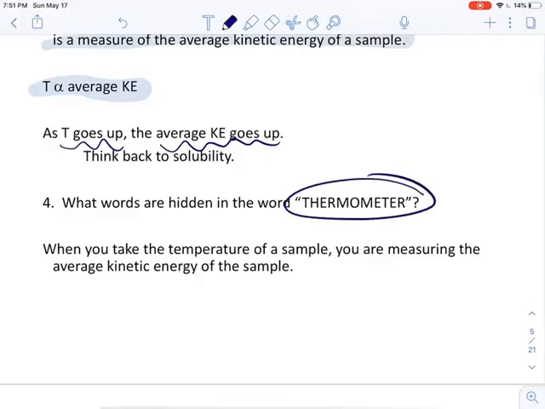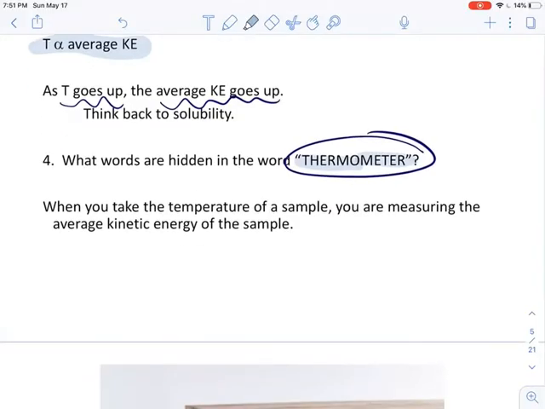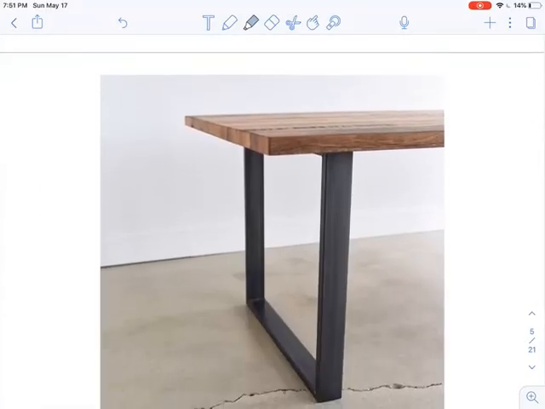If we look at the word thermometer, what words do we see in there? Well, thermo means heat or kinetic energy, and meter is our measurement of it. So therefore, when we use a thermometer or take the temperature of a sample, we are measuring the average kinetic energy of the sample.